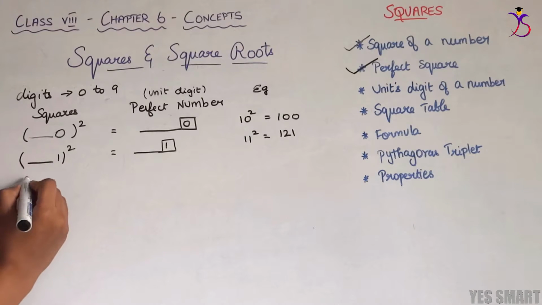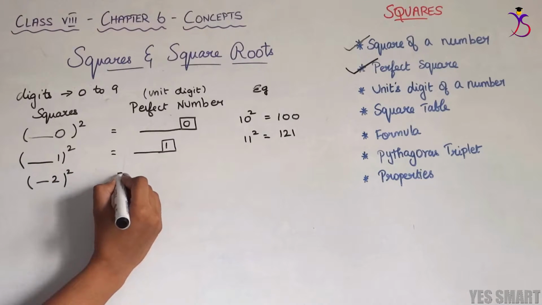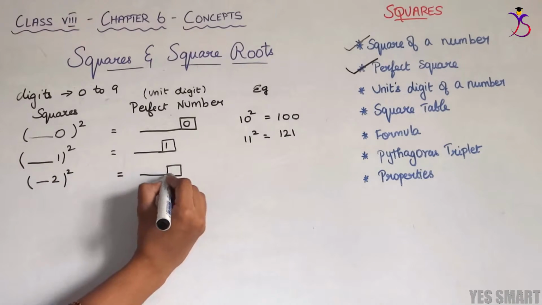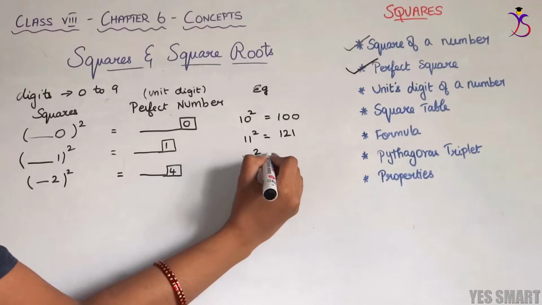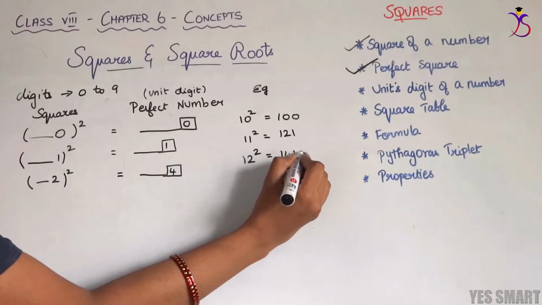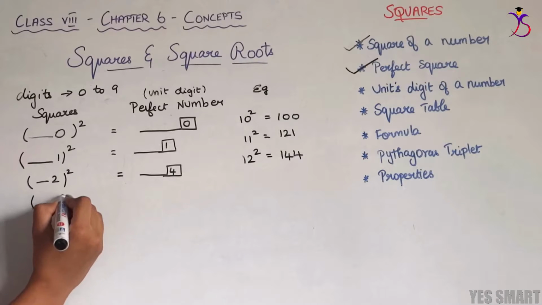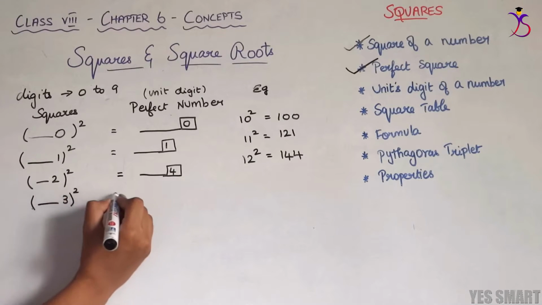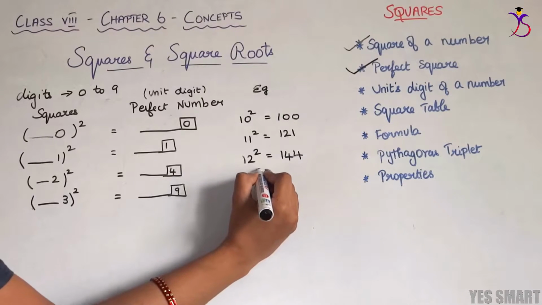In the same way, a number ending with 2, when we square it, we will have the unit digit as 4. Example, 12 square equals 144. So here the number is ending with 2, and when we square it, we will have the answer's unit digit as 4. A number ending with 3, when we square it, we will have the unit digit of the answer as 9. For example, 13 square is 169.